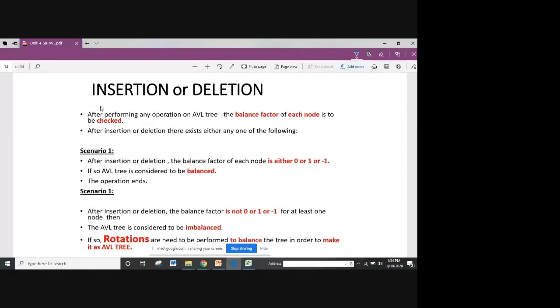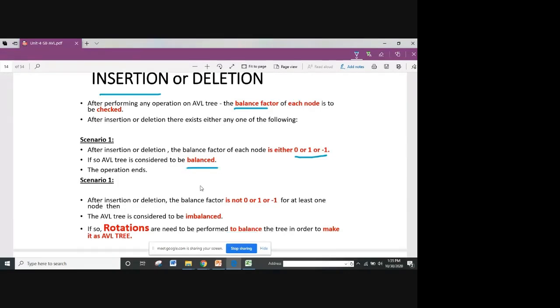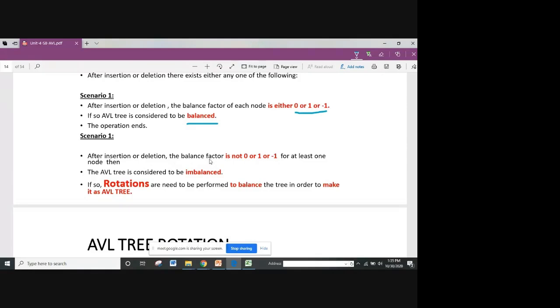So when you come to insertion, here is where the main concept of AVL starts. Always check the balance factor, and check whether it is 0, 1 or -1. If the tree is balanced, no problem, you can leave it as such. If the tree is imbalanced, you have to do rotation. This is a very important concept in AVL. You have to do rotations to balance the tree. After doing rotation, if your tree is balanced, then you can stop your rotation.